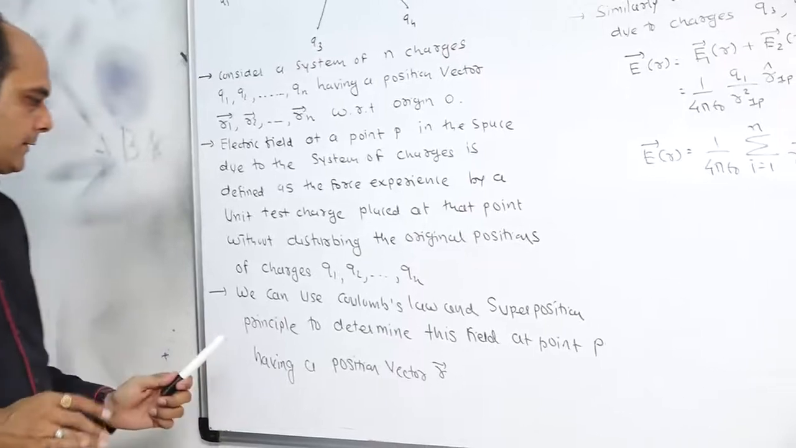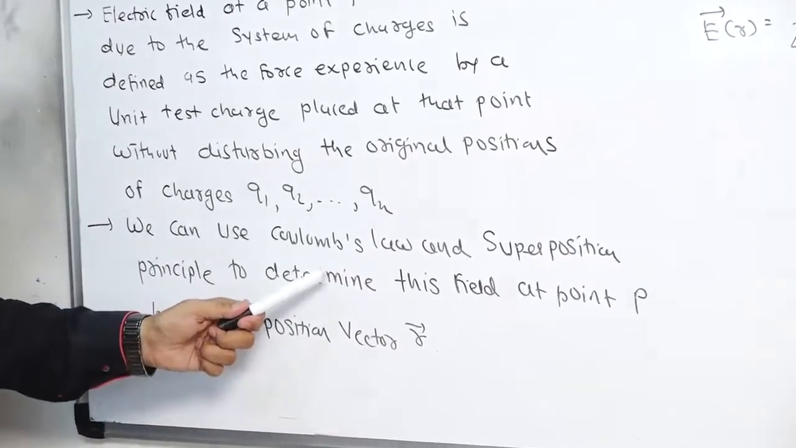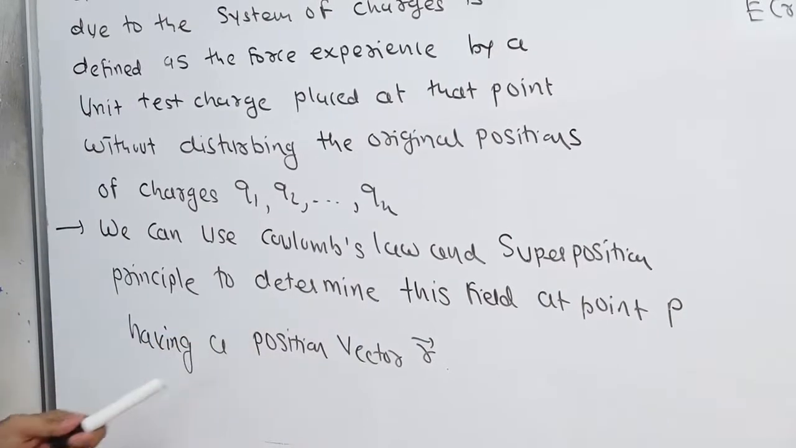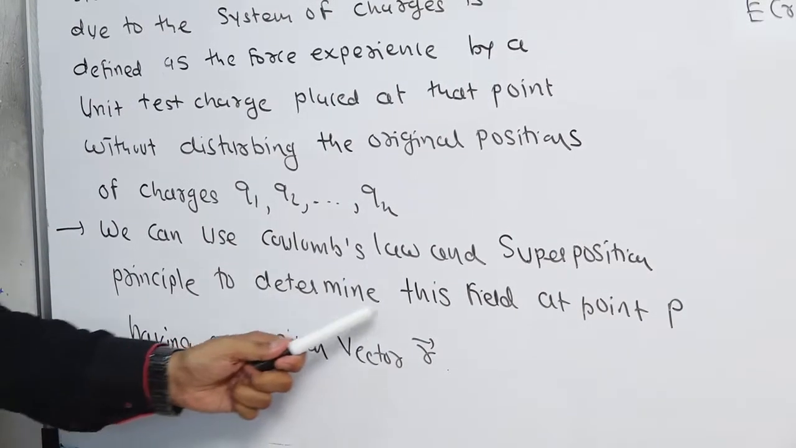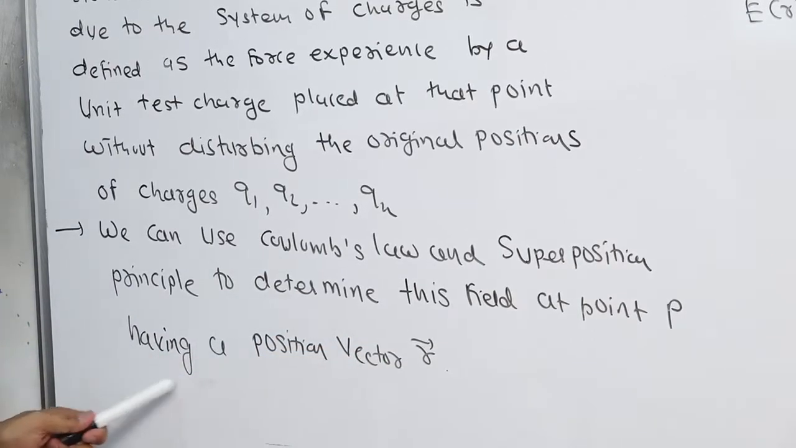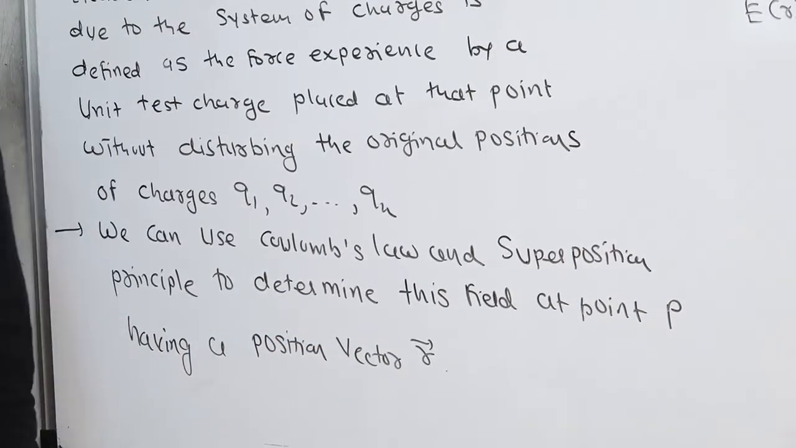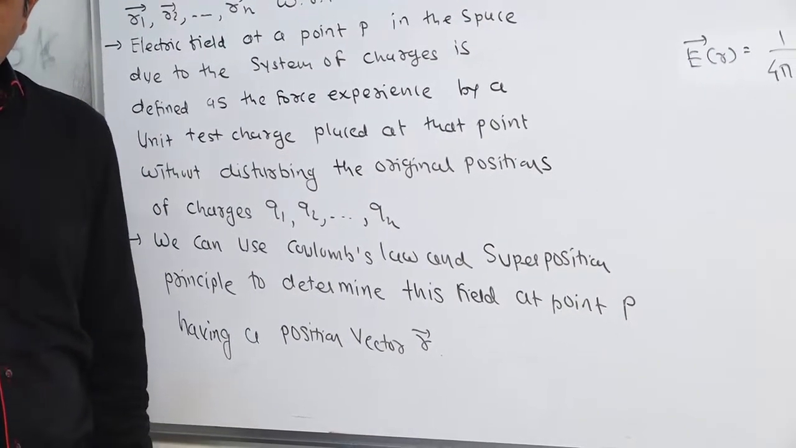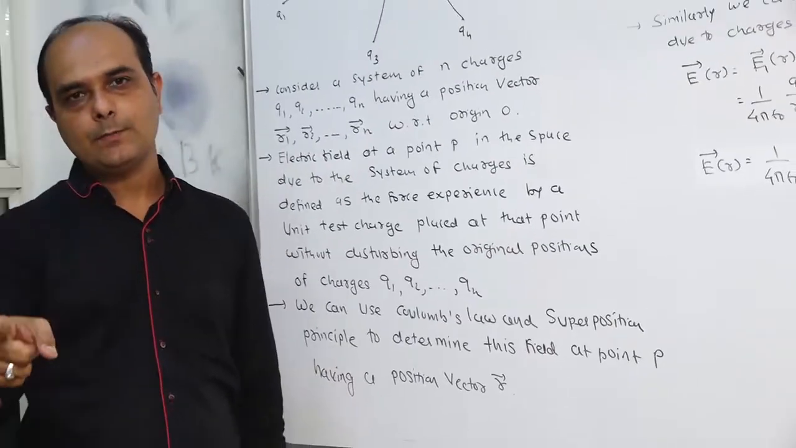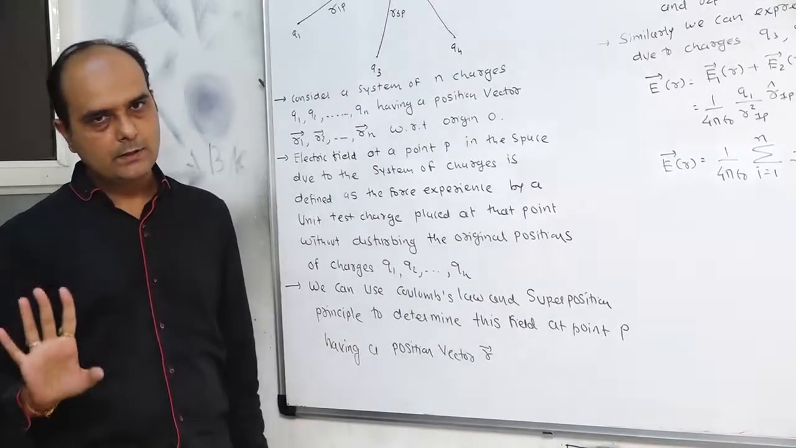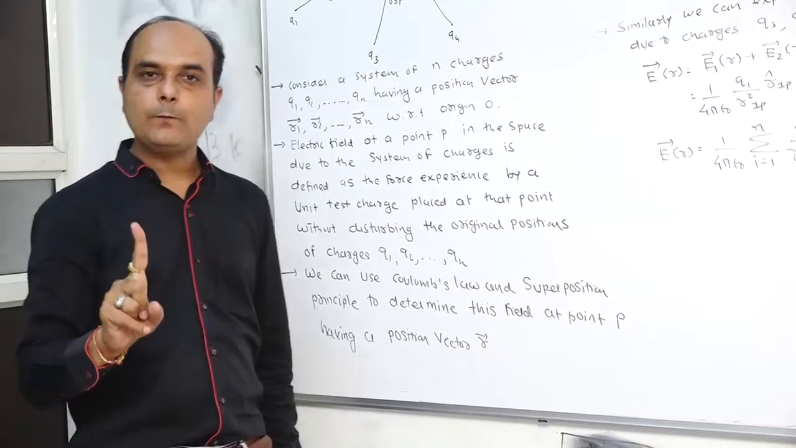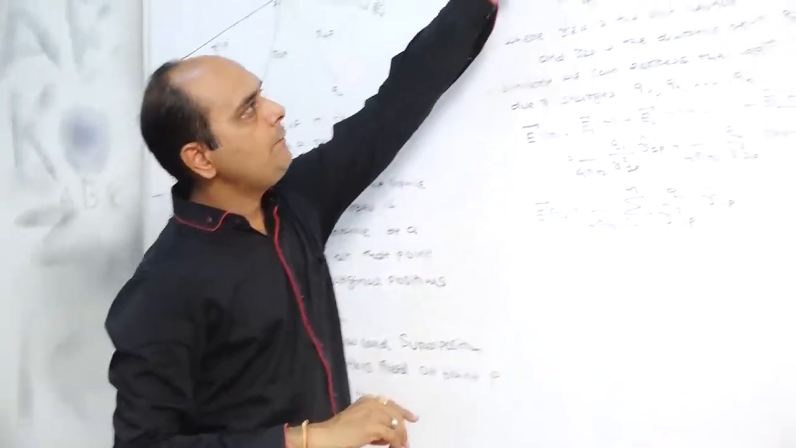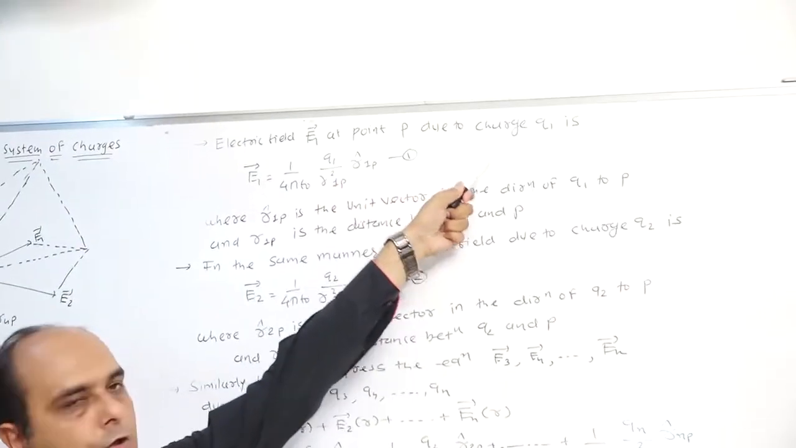Okay, now the next thing. We can use Coulomb's law and the superposition principle to determine this field at point P having a position vector R. That means point P has a position vector R. So to determine this electric field, we use Coulomb's law and the superposition principle. First of all, there is an electric field E1 at point P due to charge Q1.